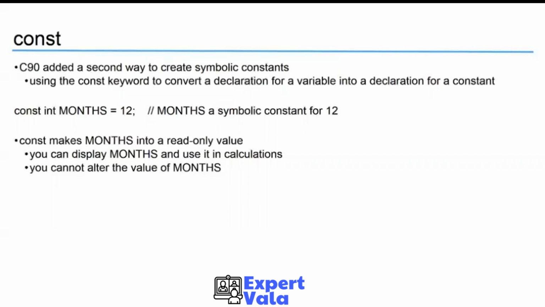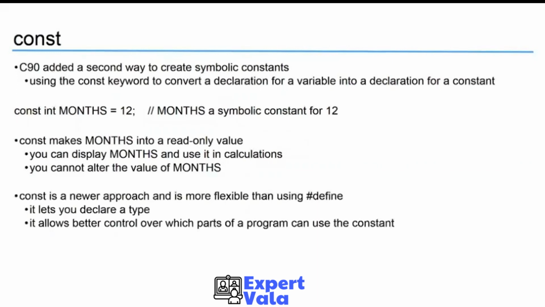So constants are important if you do not want data to change, and also they can replace magic numbers. Const is a newer approach and is more flexible than using define. It lets you declare a type. It also has better control over which parts of a program can use the constant. So you should be using const whenever you can. But you will see a lot of programs using define because it was the first mechanism.